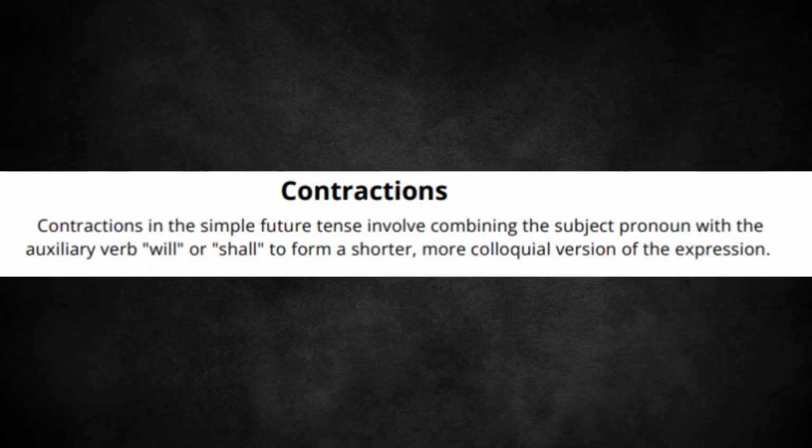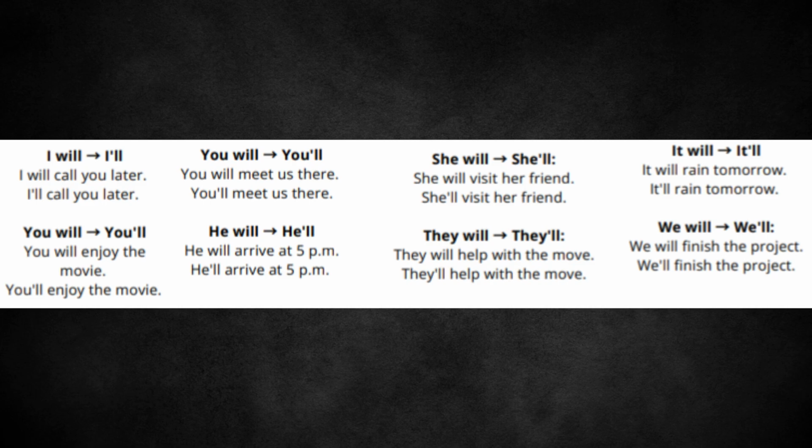Now we will teach the students about contractions. Instead of saying I will, we can just say I'll. Contractions in the simple future tense involve combining the subject pronoun with the auxiliary verb will or shall to form a shorter, more colloquial version of the expression. I will, I'll. You will, you'll.